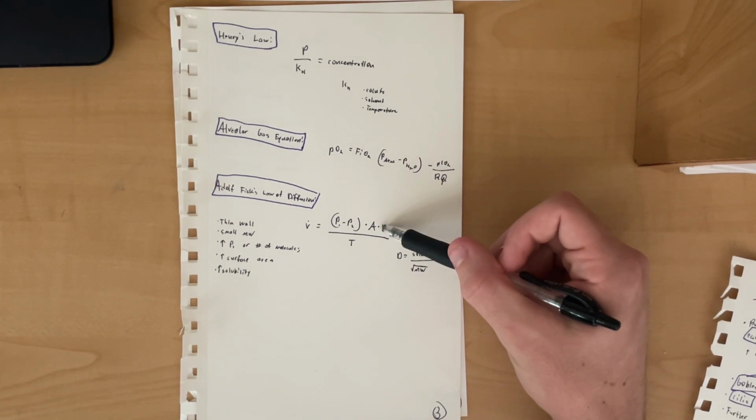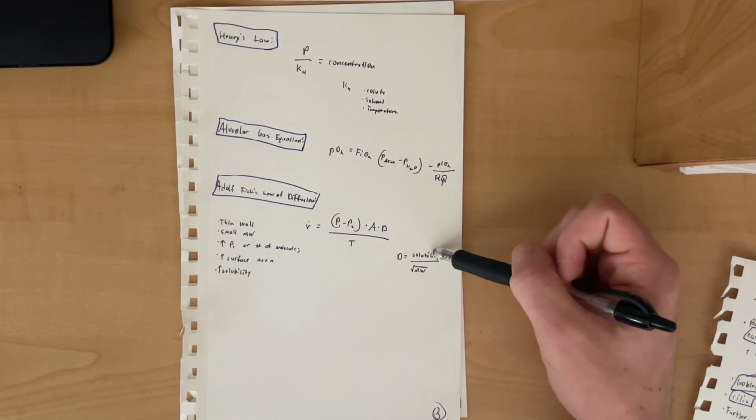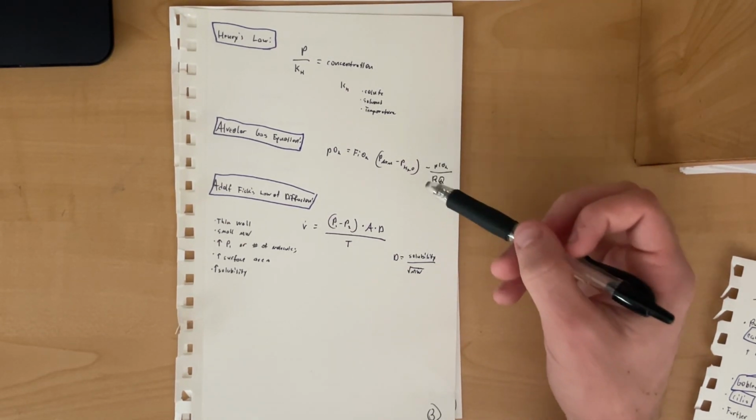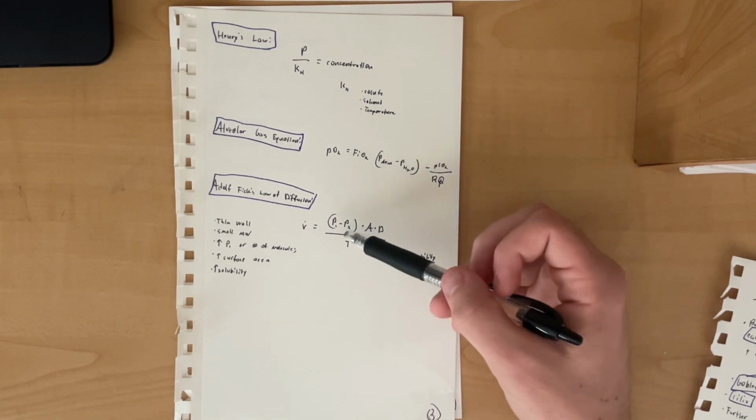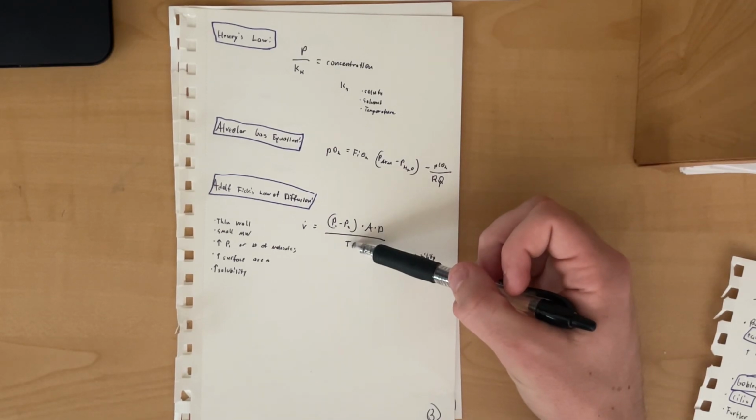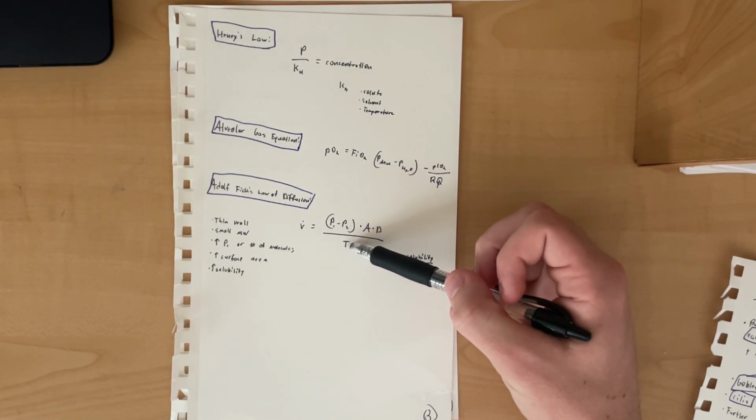And then D represents the diffusion constant. It's equal to solubility, which again has to do with Henry's law, over the molecular weight squared. And then lastly, we have T here, and this represents the thickness of the membrane walls.